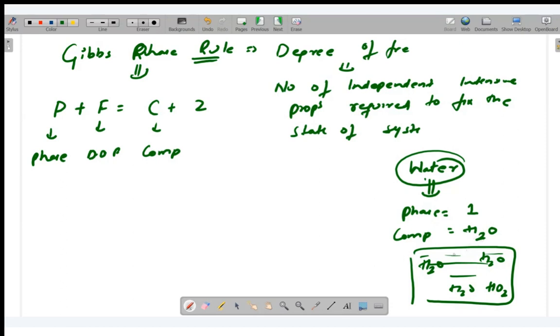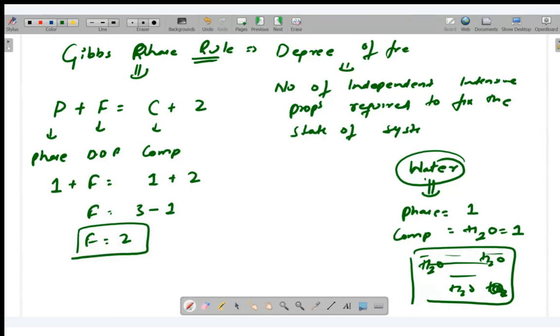Is it clear? Everywhere you have H2O, nowhere you have HO2, because HO2 is a different compound. So component is also one. So phase is one, component one, F plus 1 is equal to 1 plus 2, F is equal to 3 minus 1. So for water, if it is in just liquid state, then you can define it by just two properties.